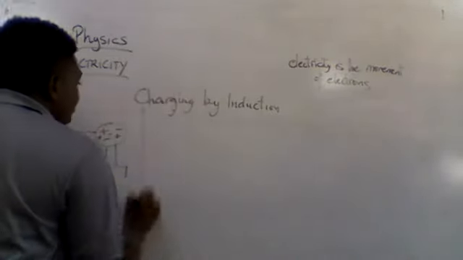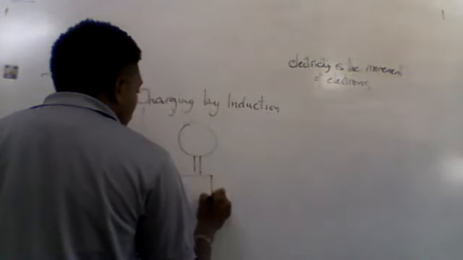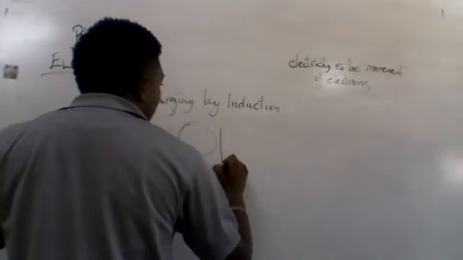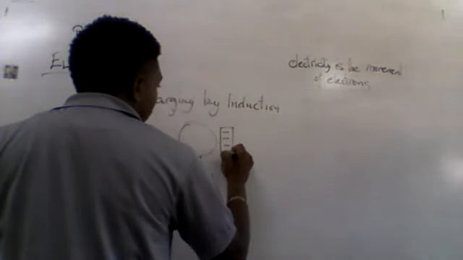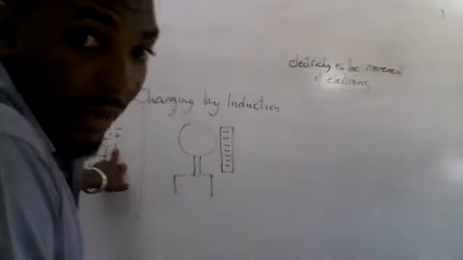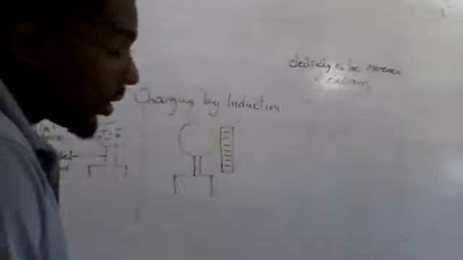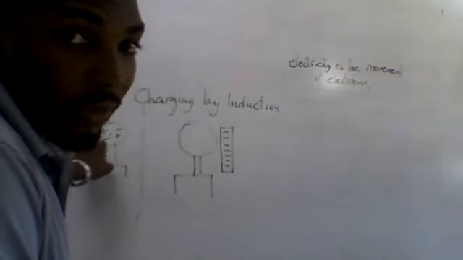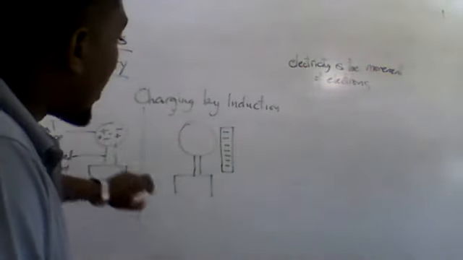Now, if we were to bring this neutrally charged sphere next to a negatively charged rod, what do you think is going to happen with these charges inside there? Based on the properties we just learned, something is going to happen to these charges, right?